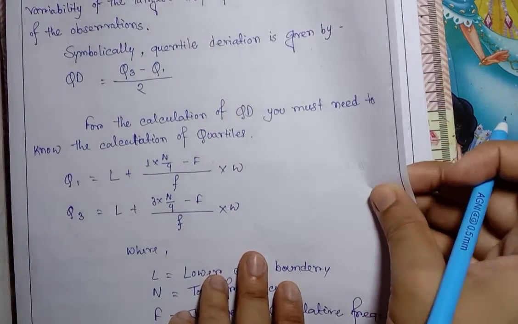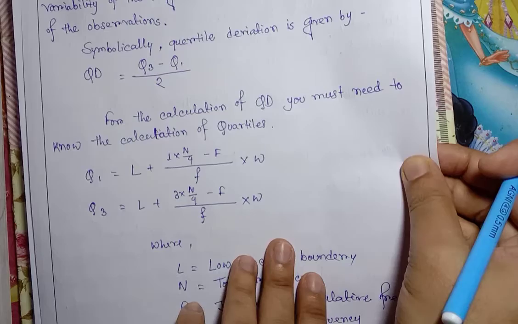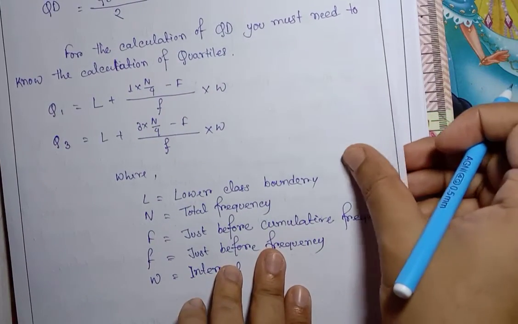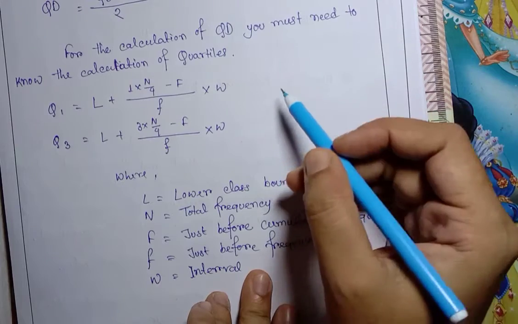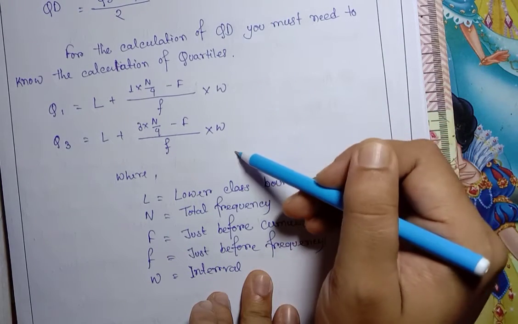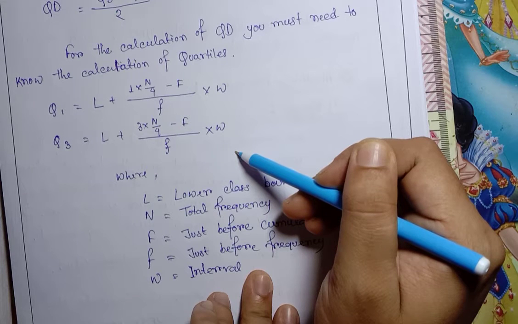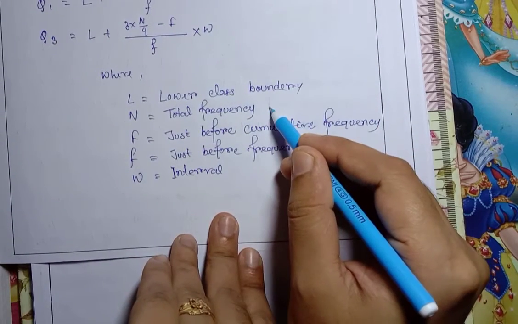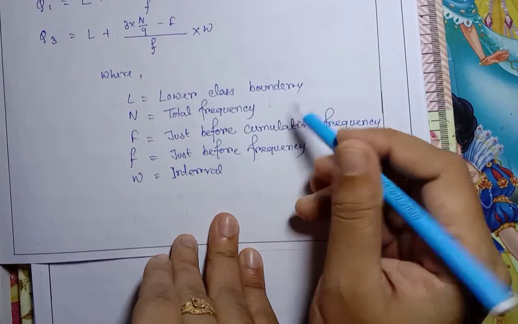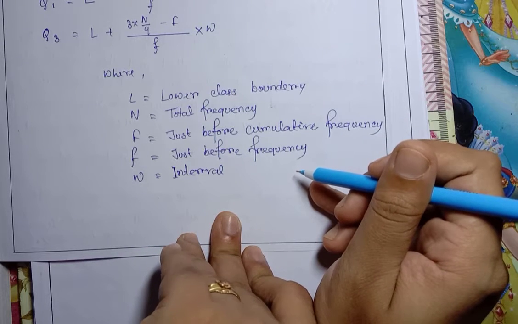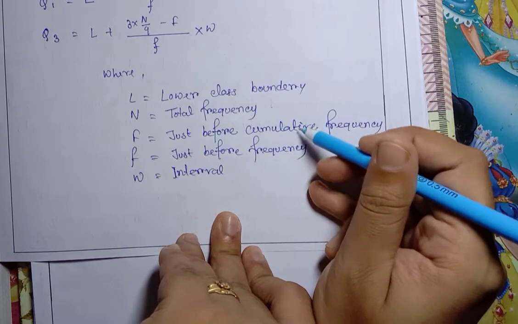For the calculation of QD, you need to know the calculation of quartiles. Here Q1 is equal to L plus (1 into N by 4 minus capital F) divided by small f, into W. And Q3 is equal to L plus (3 into N by 4 minus capital F) divided by small f, into W, where L is the lower class boundary, N is the total frequency, capital F is the just before cumulative frequency, small f is the just before frequency, and W is the interval.